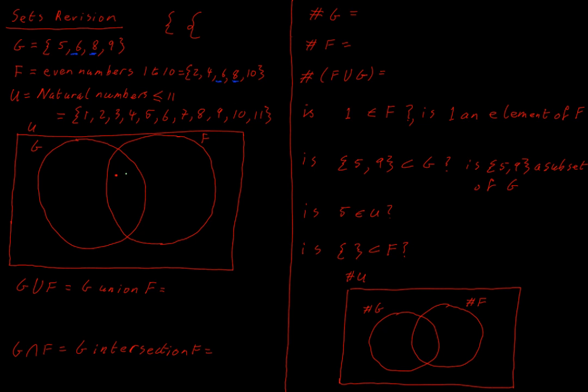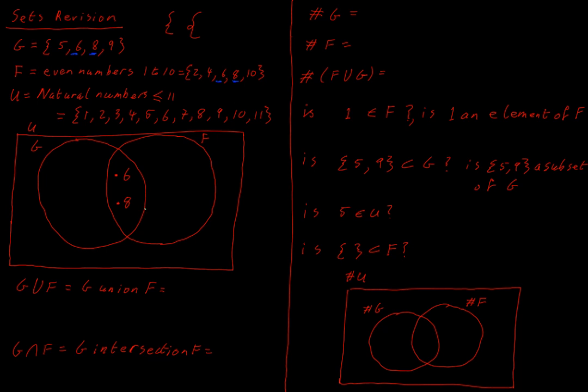So I'm going to put a dot in and say there's a 6, and a dot in and say there's an 8. I've put them in here because if we look at the circle F, that's everything that's inside the set F. Every number on this list here. And every number in G, every element in G, every number in this list must be inside the circle G.